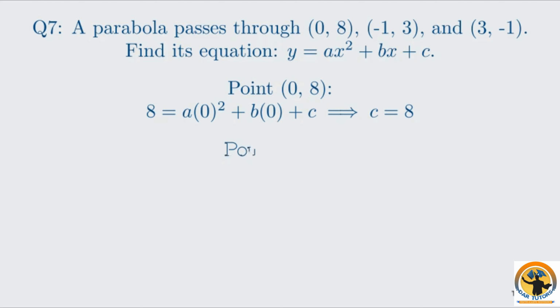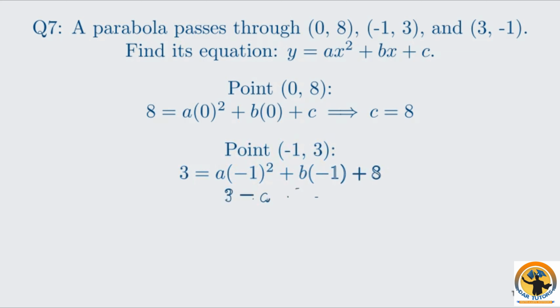Now let's use the other 2 points, knowing c equals 8. Next, the point (-1, 3). When x is negative 1, y is 3. So 3 equals a times negative 1 squared plus b times negative 1 plus 8. This simplifies to 3 equals a minus b plus 8. Subtracting 8 from both sides gives us our first equation for a and b. a minus b equals negative 5.